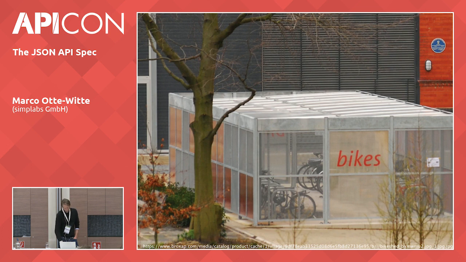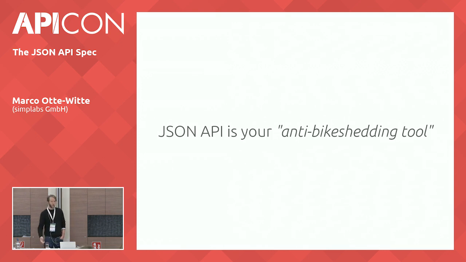And what JSON API wants to be is your anti-bike shedding tool, because it already specifies all of those very simple choices, plus a few ones that are actually not so simple. And you also get interoperability for free, of course, because if you have a server or really two systems that both implement JSON API correctly, they would be able to speak to each other without you having to rewrite the serialization and deserialization code every time.